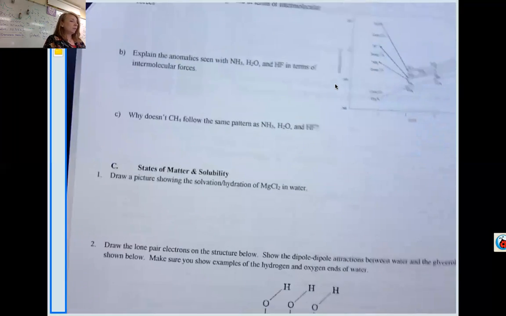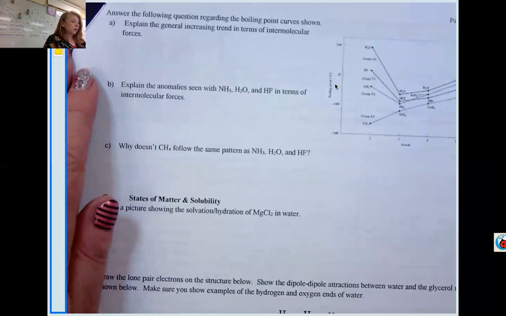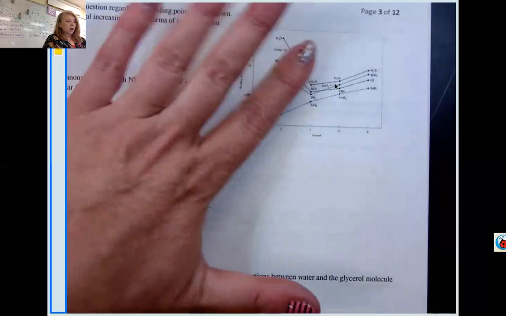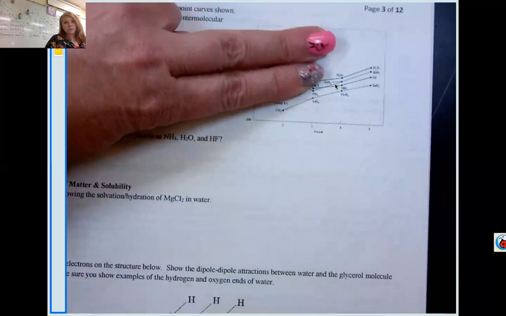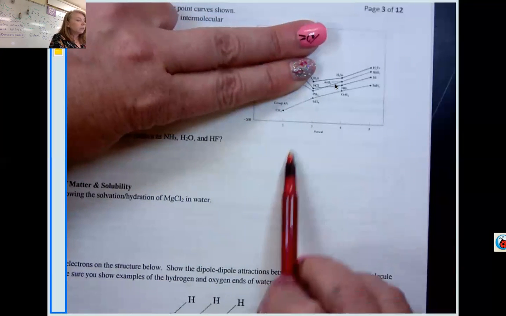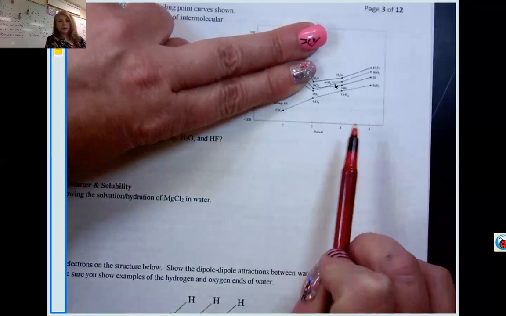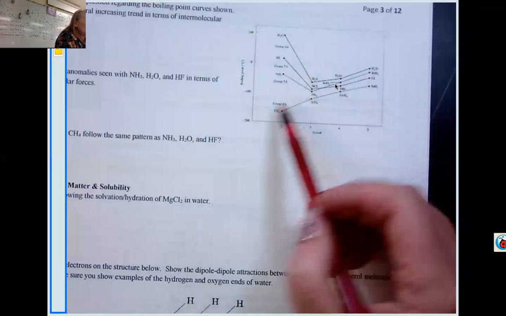On the next page, we've got some information that asks to explain the general trend in terms of intermolecular forces. So if I look at this graph and I get rid of the anomalies, do you notice that the general trend is that they seem to increase as you're going across the period? Because this is looking at the period of the periodic table and what happens to boiling point.